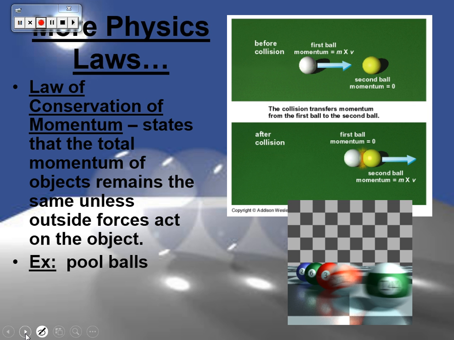All right, the law of conservation of momentum. Remember, the law of conservation of anything means what goes in must come out. So this states that the total momentum of the object stays the same. So if the momentum of the white ball here is, let's just say it hits it with 10 joules of energy. When it hits this ball, it's going to transfer exactly the same amount of energy.